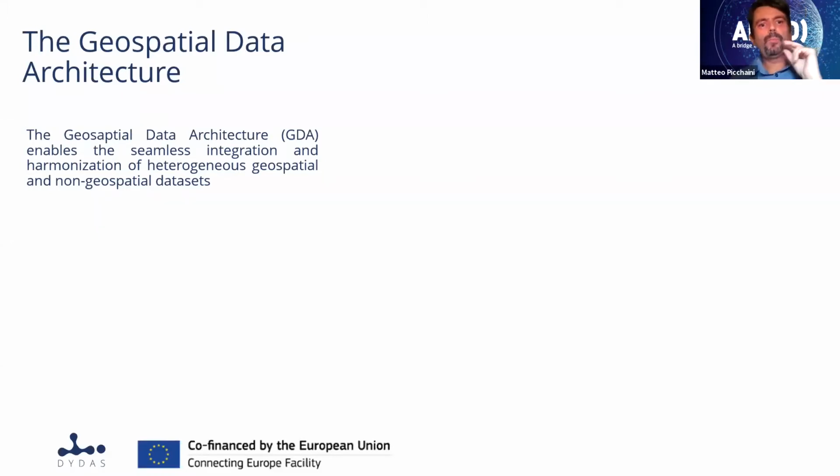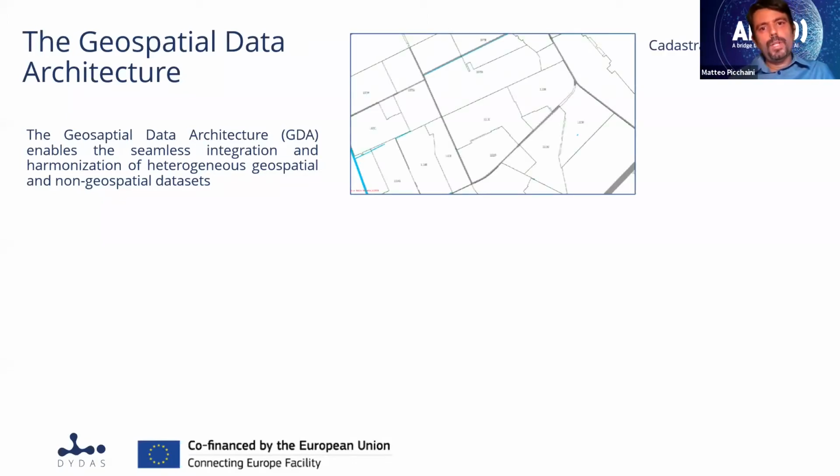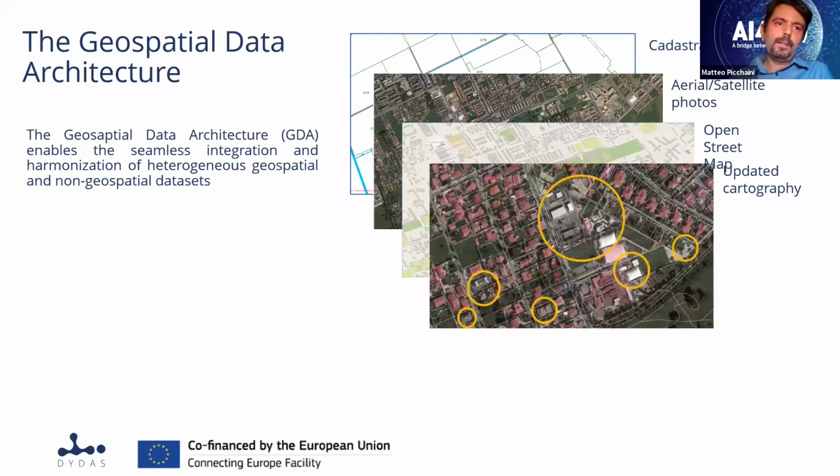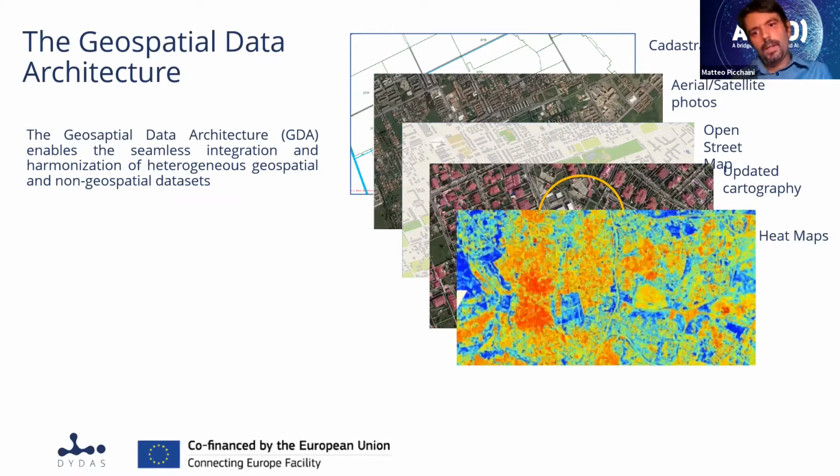which aim at the integration of the different data sets by a seamless approach, regardless of the different sources of data, as well as the different data formats and data contents. So these are just a few examples of different types of geospatial data that can be integrated in the DYDAS data lake by exploiting the functionalities of the geospatial data architecture.